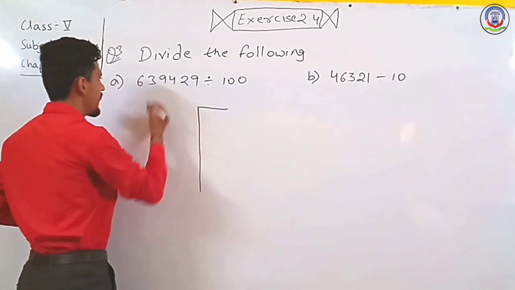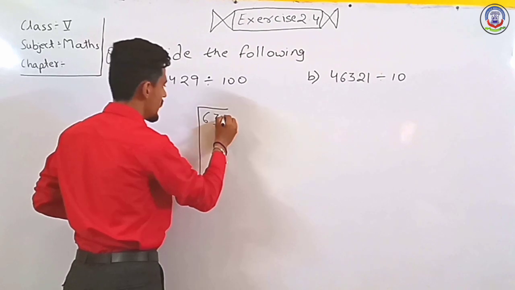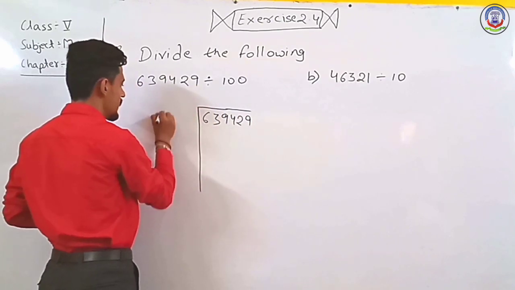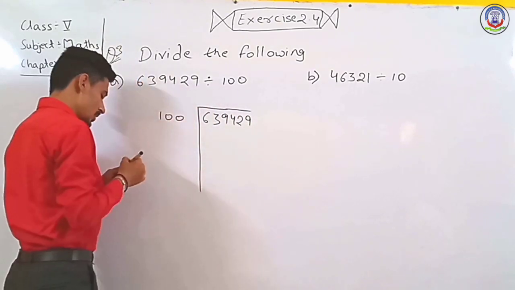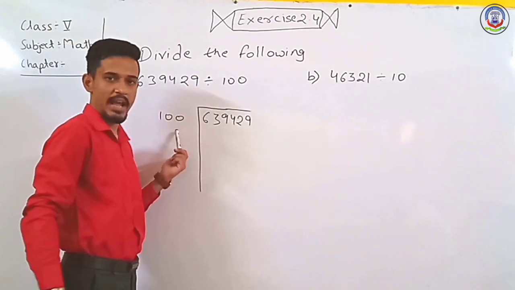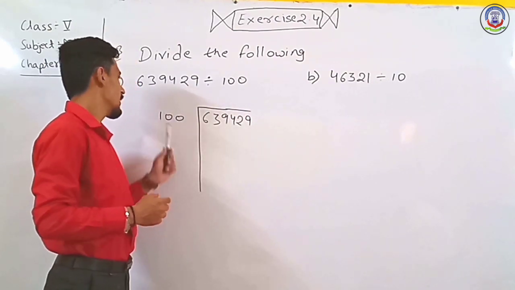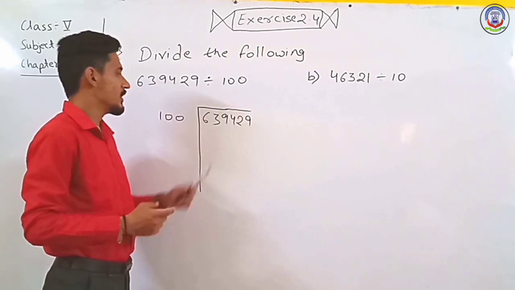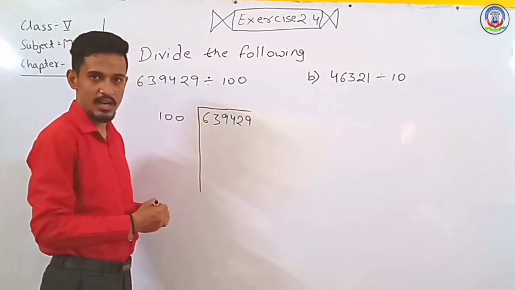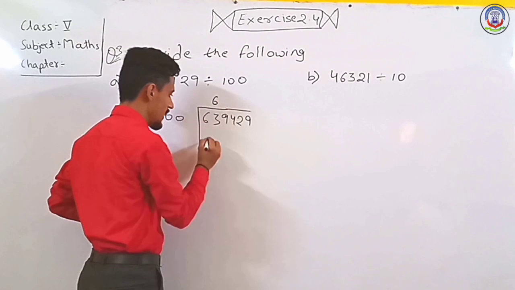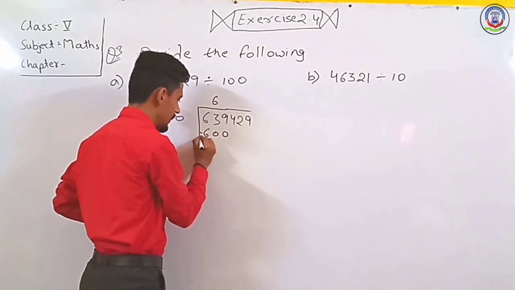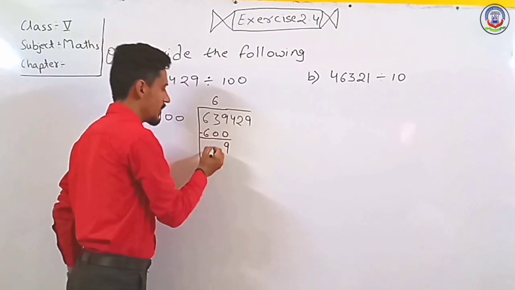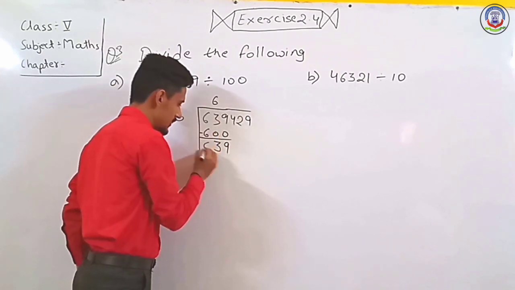First we write the dividend, that is 639,429, and write the divisor, that is 100. Now as we know this is a multiple of 10 and we know the table of 100. So this is a 3-digit divisor, so we take 3 digits. In the hundreds table, less than 639 is 600, 6 times, so we write here 6 and here 600. Now we have to subtract this. So 9 subtract 0 is 9, 3 subtract 0 is 3, 6 subtract 6 is 0.